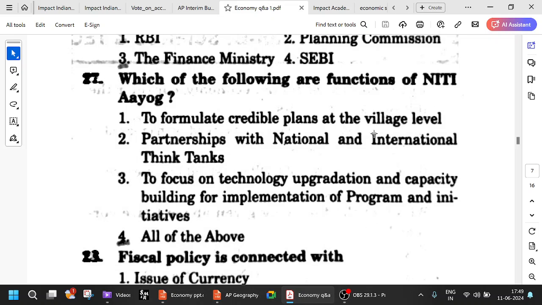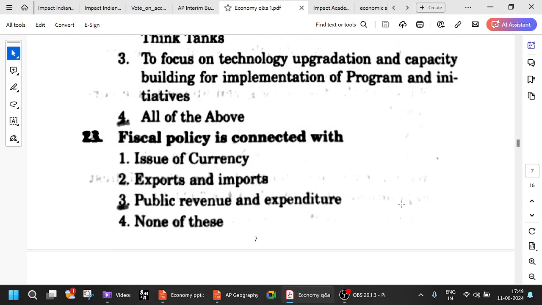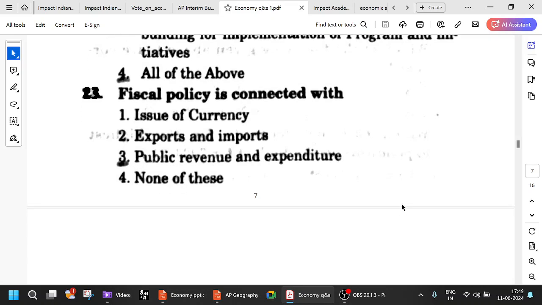So which of the following are functions of Niti Aayog? Okay, to formulate credible plans at the village level. Yes, even at the village level. Partnerships with national and international think tanks, because it is also a think tank. It will partner with international and national think tanks. That's also correct. To focus on technology upgradation and capacity building for implementation of programs and initiatives. So this is also correct. So in order to implement various programs, it will focus on technology upgradation and capacity building. So all the above are correct. So Niti Aayog is very important. Remember 2015 and all those things which we have seen.